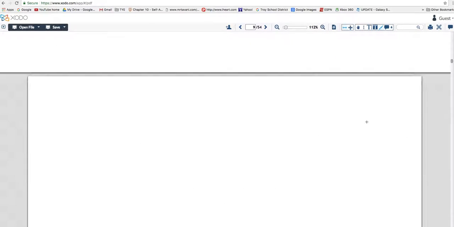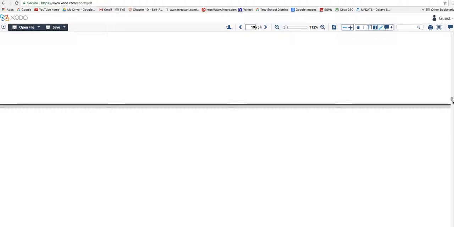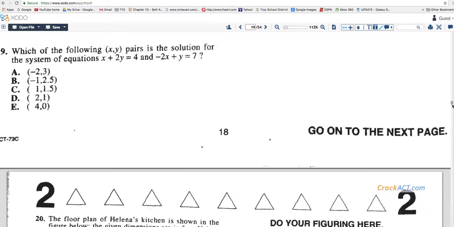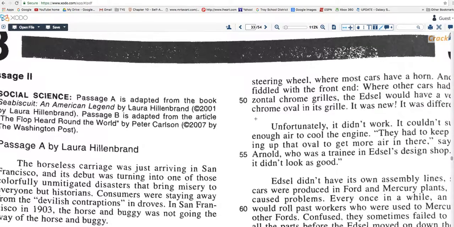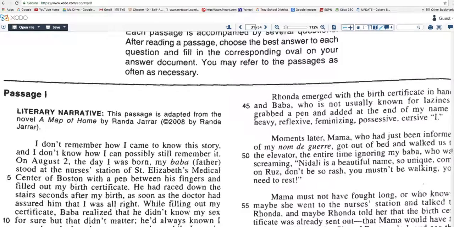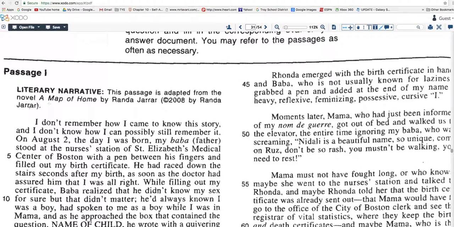So when we look at the first paragraph, I won't even go through the whole thing, but we have to circle names and ideas and underline details, okay? For the first paragraph, circle "I," so that tells you that's the main character, it's first person. August 2nd, and then underline "the day I was born." Baba, circle that, that's another character, the father. St. Elizabeth's Medical Center, Boston, circle that, that's a location.